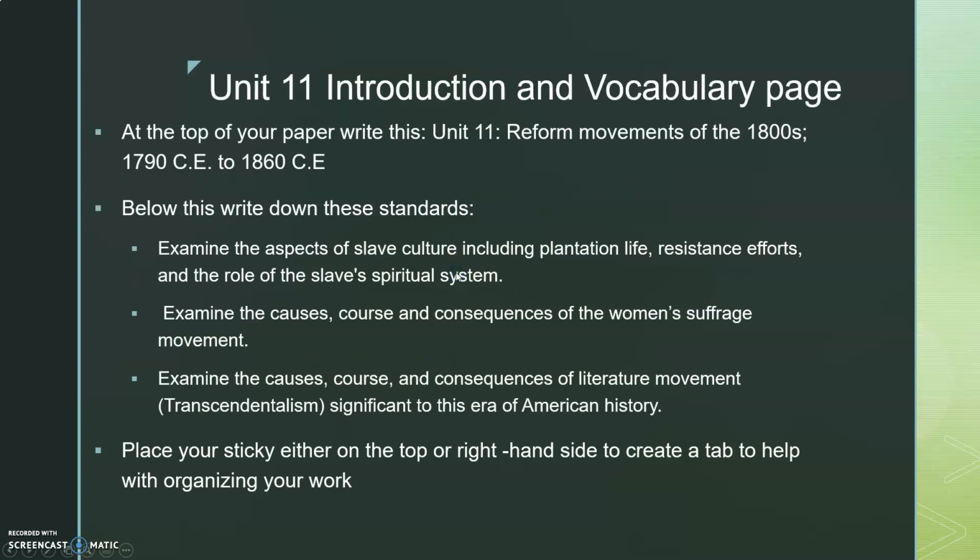So, a few introduction pieces. First thing, at the top of your paper, please write this. You're going to write an item that says Unit 11, Reform Movements of the 1800s from 1790 CE to 1860 CE. Yes, I do understand that it's slightly outside by about a decade, 1790, but this is the best way to look at this content. So we have to look a little bit backwards and a little bit more forward from where we are now.